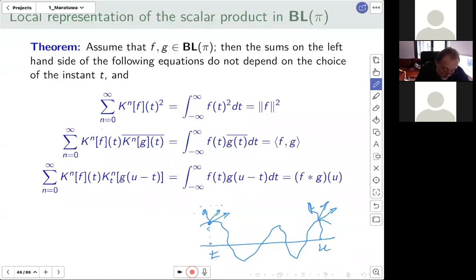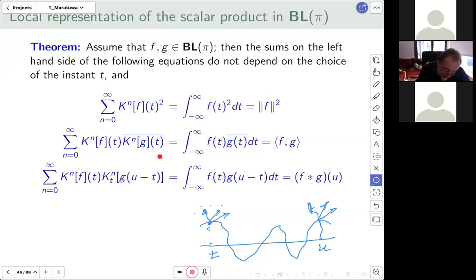So the sum of the squares of chromatic derivatives is independent of the time instant, and it turns out that it is precisely equal to the L2 norm of the signal. So you have a totally local, because these are just derivatives, differential operators, totally local representation of a totally global quantity, namely the L2 norm of the signal.